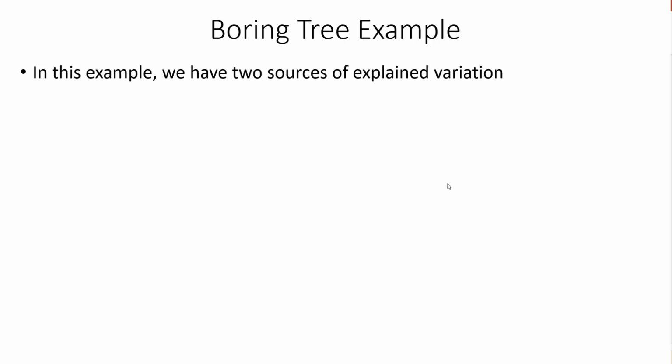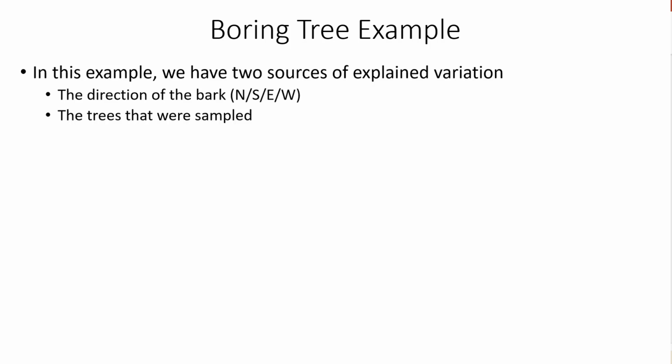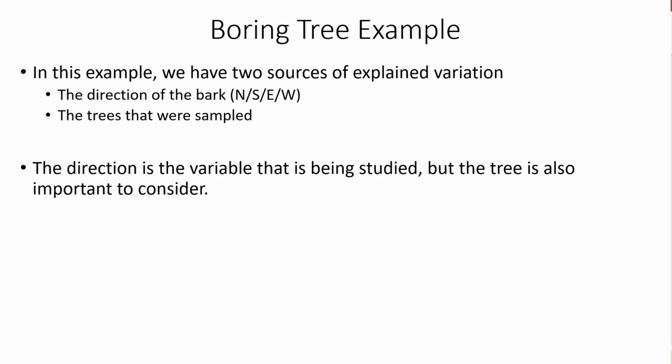In our tree example, we have 2 sources of explained variation that we've captured in the experiment. First one is the direction that the bark grows in, and that's our variable of interest. And also the trees that were sampled are also going to be a source of explained variation because we're measuring each tree multiple times. So we can include the effect of the first tree, the second tree, all the way down to the last tree in our model. The direction is the variable being studied, but the tree is also important to consider.